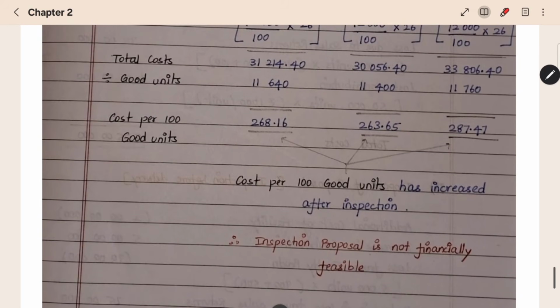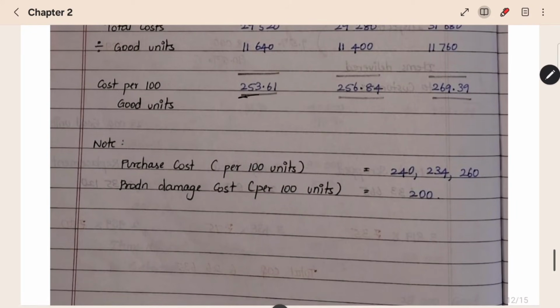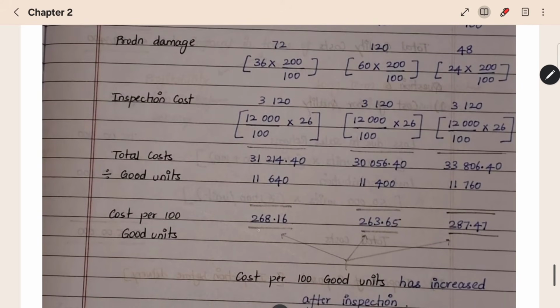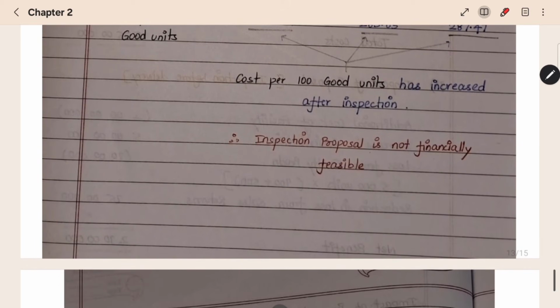Now, the cost per 100 good units has increased after inspection. Before, you got 253, 256, 269. But now you are getting 268, 263, 287. The cost has increased, so it is not financially feasible. You are incurring loss only. That is what they are saying. That's all about this question.